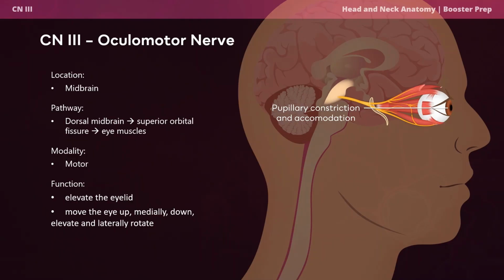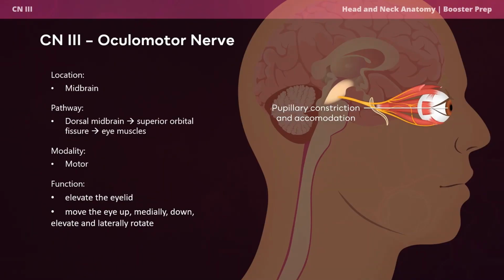So the oculomotor nerve innervates the muscles that elevate the eyelid, which are the levator palpebrae superioris, move the eye up, which is the superior rectus, medially, which is the medial rectus, down, the inferior rectus, and elevate and laterally rotate, which is the inferior oblique. So we'll discuss what each muscle does specifically later on.